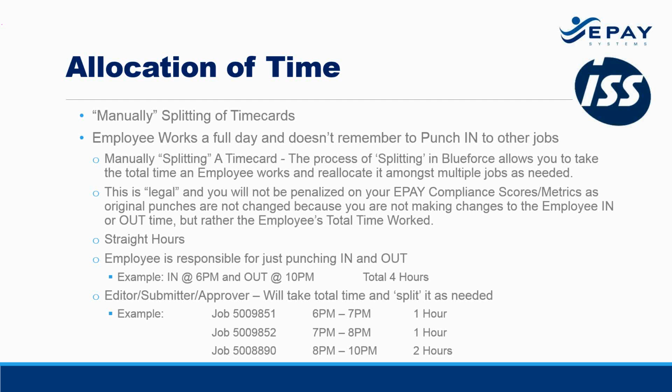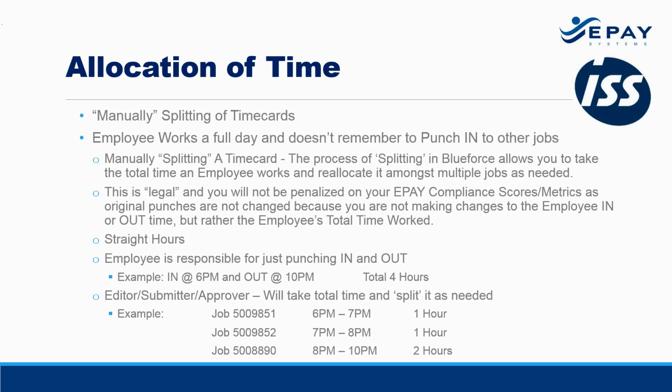This is only going to be worked on straight hours. So if the employee worked 4.25 hours, then you have to reallocate 4.25 hours. Keep that in mind. Whatever they worked has to be reallocated. It isn't the employee's responsibility to always punch in and punch out, but the editor, submitter, or approver can then take the total time and split it out as needed. So as I mentioned, you can take total time worked. In my example here, it's 4 hours. I can split out 1 hour, 1 hour, and 2 hours if need be.